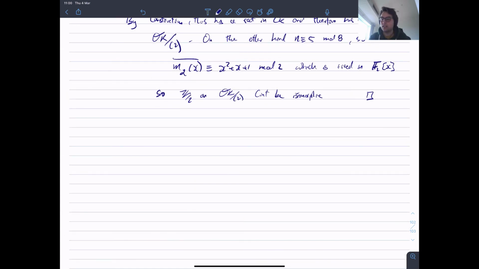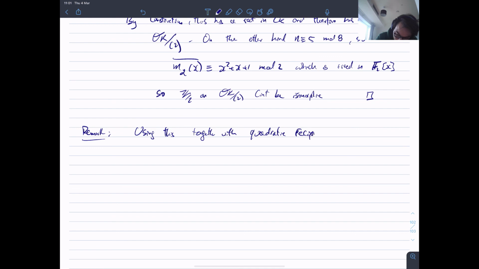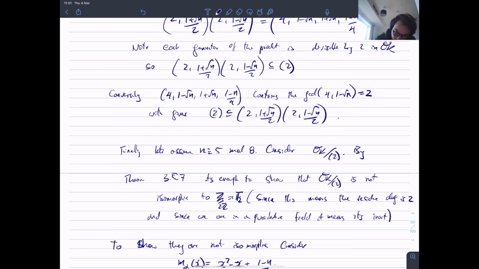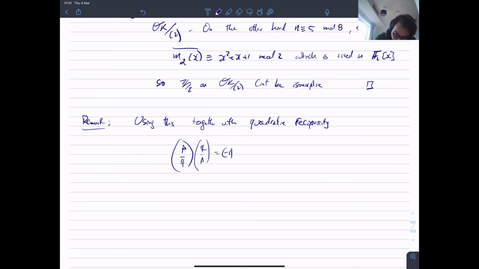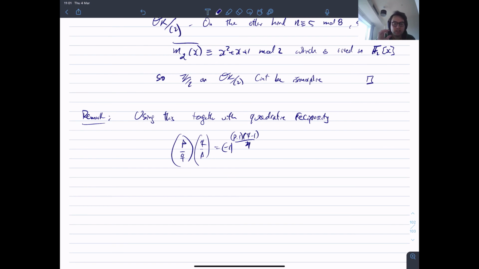Okay, so the last thing I just wanted to note is that you can combine this with quadratic reciprocity to quickly decompose primes in quadratic fields. So here's a remark. Using this together with quadratic reciprocity, which I remind you tells you that (p over q)(q over p) is (-1) to the (p minus 1)(q minus 1) over 4. Oh, I got my Legendre symbol wrong, I just realized. It's not a choose, it's a Legendre symbol. So remember, this is what quadratic reciprocity tells you.